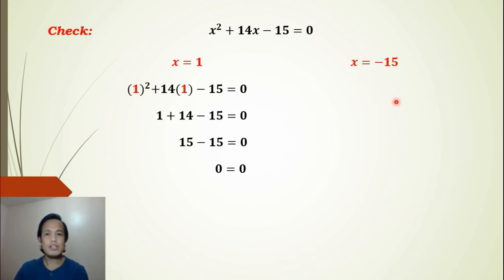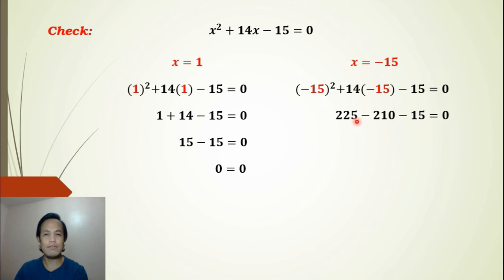We do the same process. We substitute the value, which is negative 15, to the equation. So we have here negative 15 quantity squared plus we copy 14, then times our x is negative 15 minus 15 equals 0. The negative 15 squared is 225. Then 14 times negative 15 is negative 210. Minus 15 equals 0. So 225 minus 210 is 15. Minus 15 equals 0. So therefore, we got a balanced equation for both values of our x.